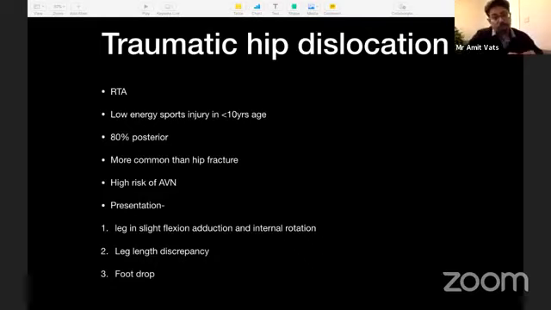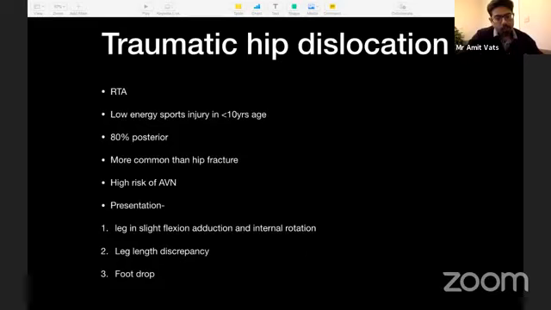Talking next about traumatic hip dislocation. Again, it's a high energy injury, usually associated with road traffic accidents. Low energy injuries can happen in children less than 10 years of age with sports. 80% of these dislocations in children are posterior, more common than hip fractures. There is a high risk of AVN, therefore they have to be treated as a surgical emergency and reduced within 6 hours to prevent excessive risk of AVN.